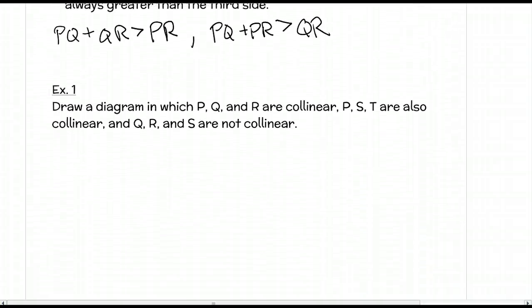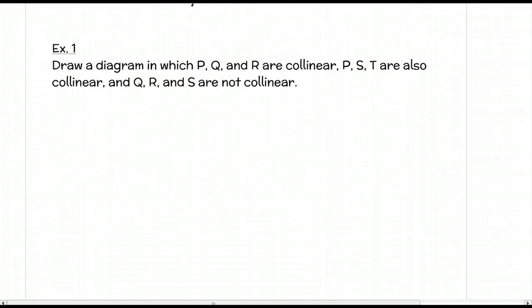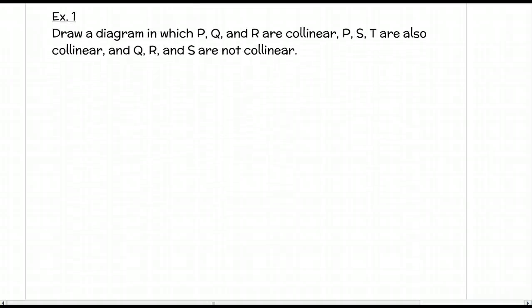All right, so example 1, you may want to pause the video and see what you can figure out here. We want to draw a diagram in which P, Q, and R are collinear, and P, S, and T are also collinear, and Q, R, and S are not collinear. So go ahead and pause the video, see what you can come up with. I'm going to leave that for you to try and figure out, and we will discuss that first thing in class the next time I see you. So that's example 1. Make sure you put in a good effort on that.